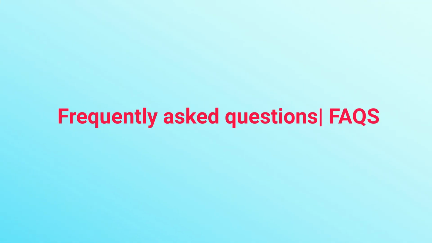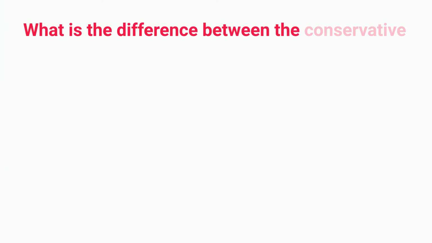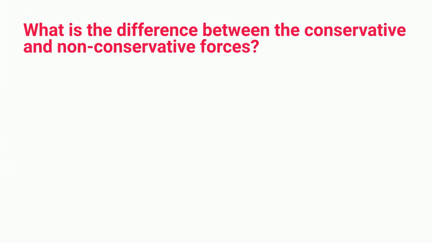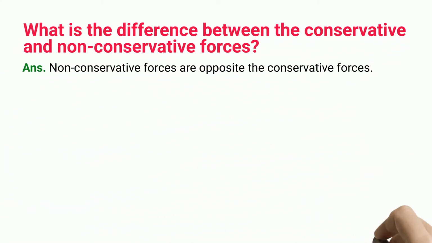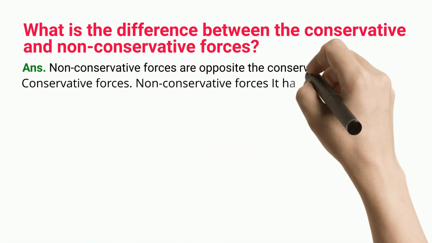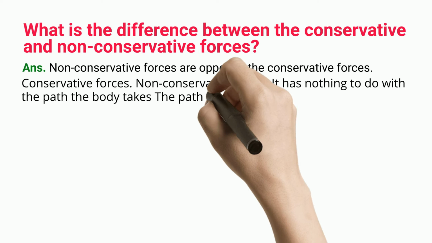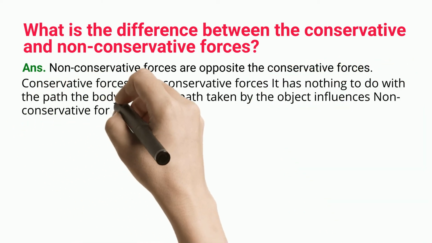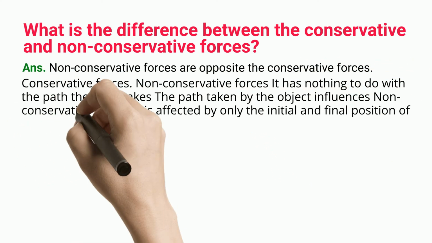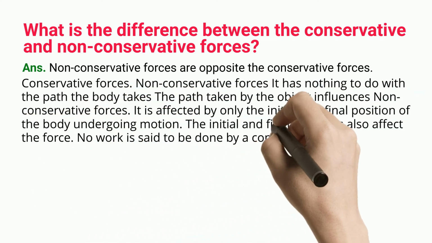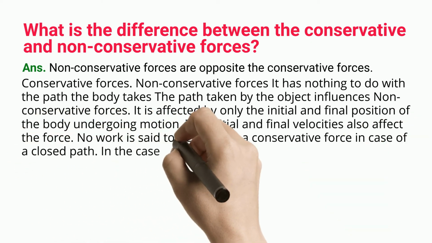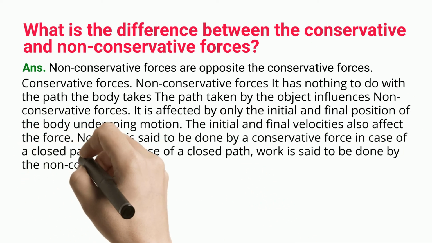Frequently asked questions. What is the difference between conservative and non-conservative forces? Non-conservative forces are opposite to the conservative forces. Conservative forces have nothing to do with the path the body takes. The path taken by the object influences non-conservative forces. Conservative forces are affected by only the initial and final position of the body undergoing motion. The initial and final velocities also affect the force.